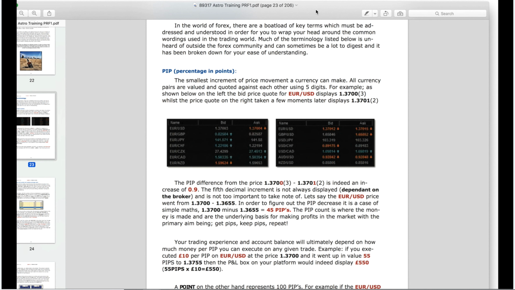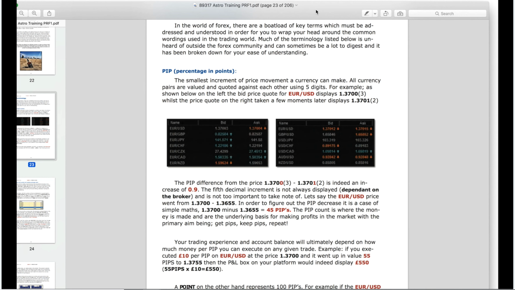Aspects of maths are calculating from pip to pip, quote to quote. I'm going to pull up a chart in a moment and relate it to what we see in front of us. We also want to work out our money management and risk reward, which is covered in this course, so don't worry. Aside from that, most of it is recognition of patterns and repeating yourself over and over until excellence is achieved. So let's get started.